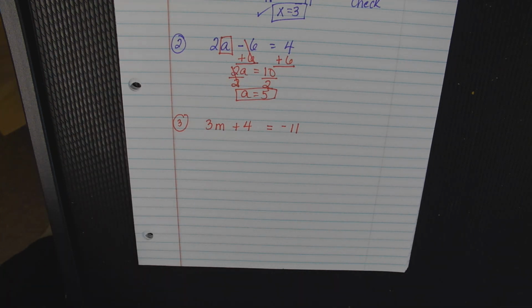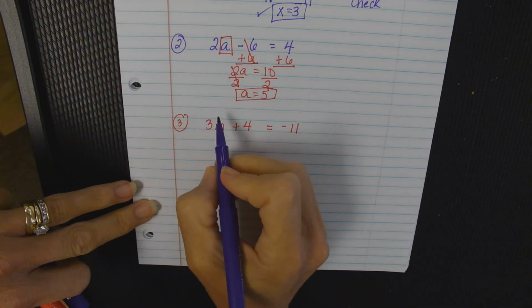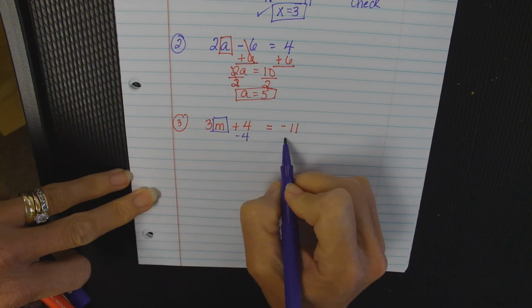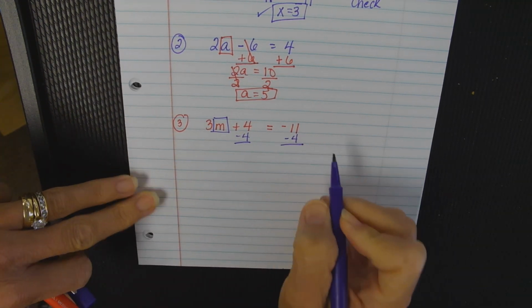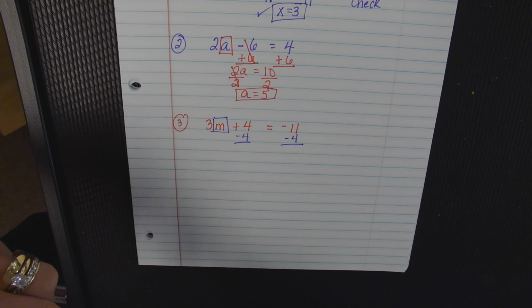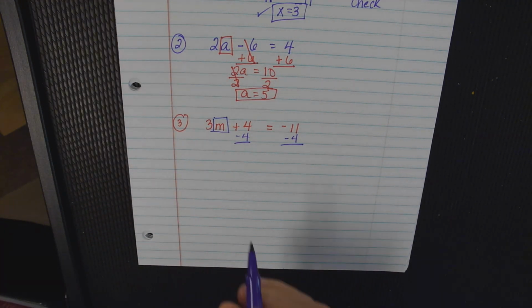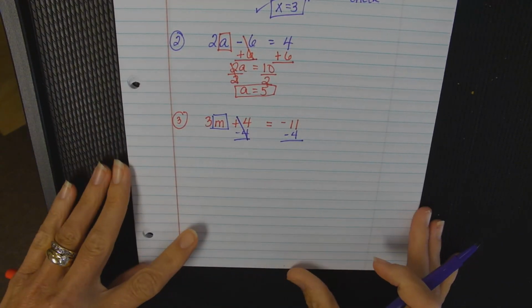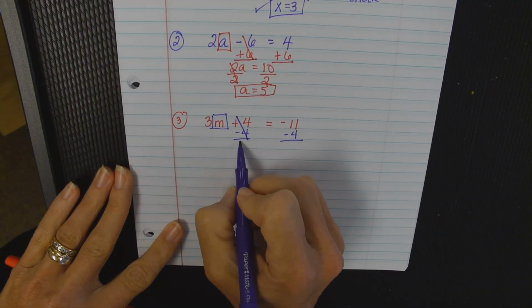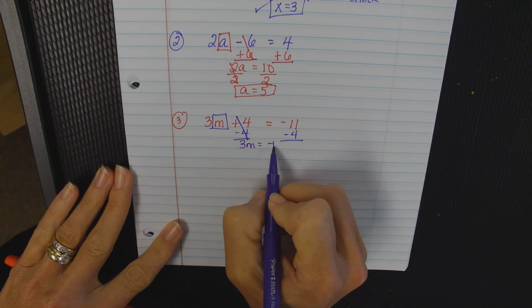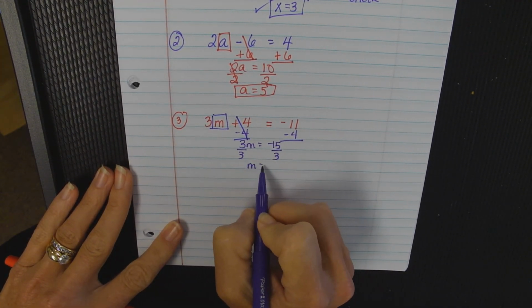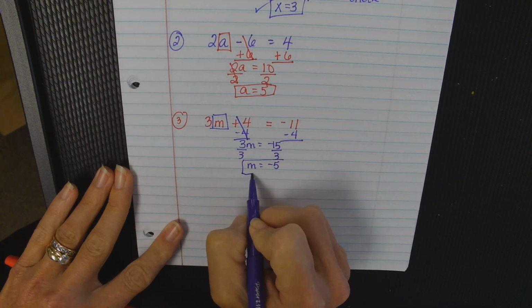Okay, who's got it? Somebody new, somebody besides Jackson, go for it. What's my variable? M. All right, what's my first step? Subtract 4 on both sides. Why am I subtracting 4? Because it's positive. Yes, good. So I need to cancel it, so I'm subtracting. Then you have 3m equals negative 15, so then you divide 3 on both sides. And what'd you get for M? M equals negative 5. Who got negative 5?